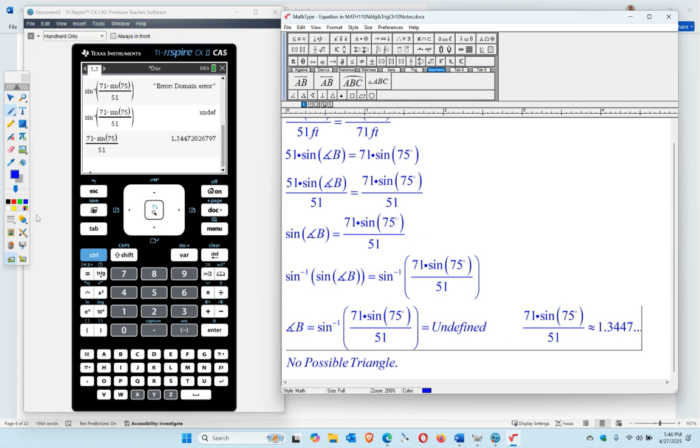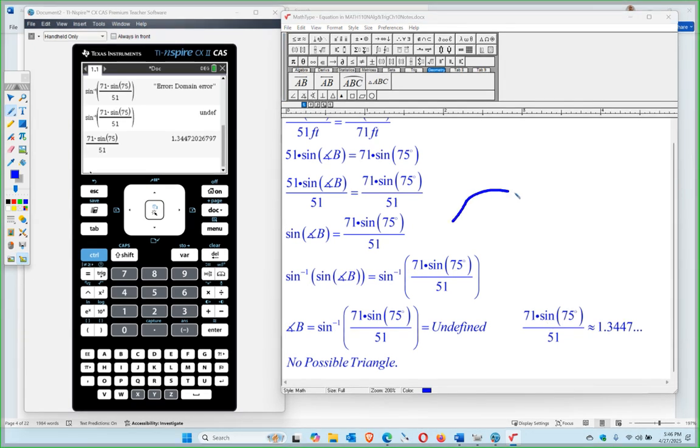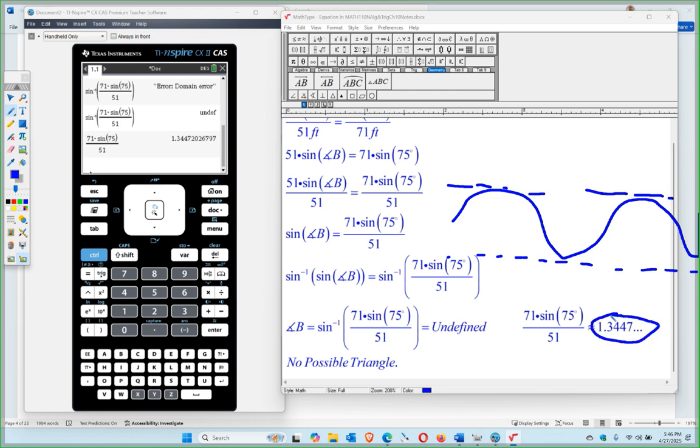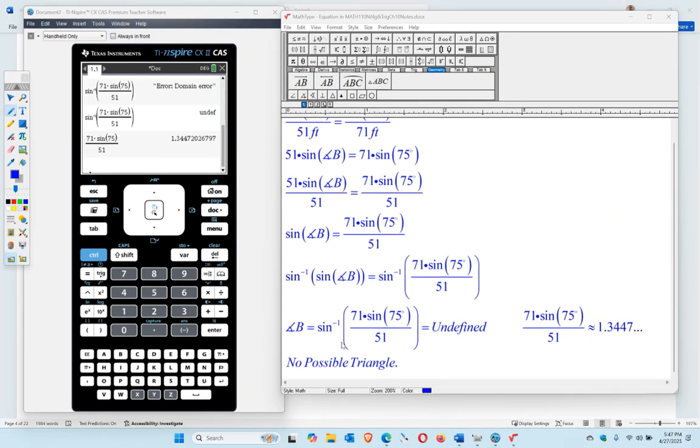Because if you actually graph a sine, what you'll notice is it makes sine waves and cosine waves, which look like this, basically. You know what I'm saying? There's waves that go on forever, and they go up to 1 on the top and -1 on the bottom. Okay, so if this is not between 1 and -1, it's not actually possible for the sine. So that is why it failed. So there's no possible triangle.